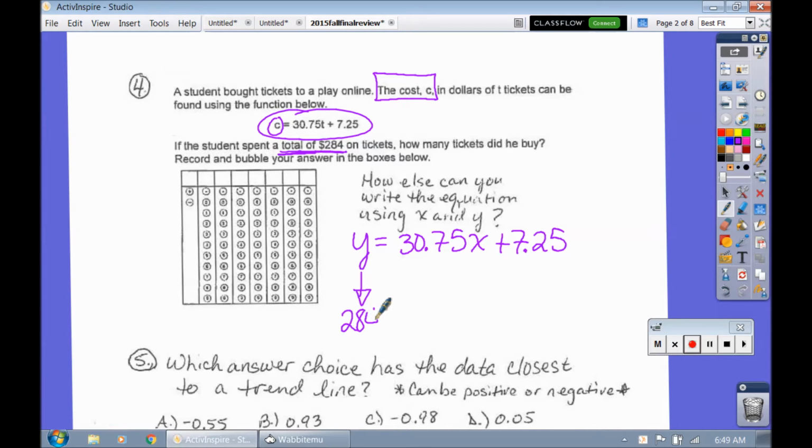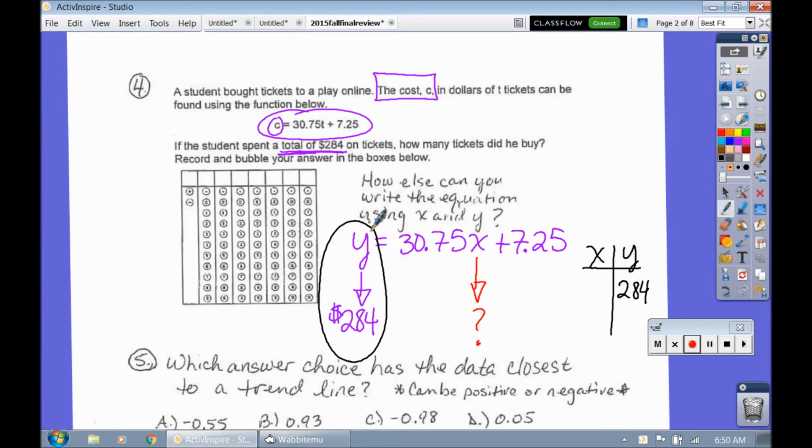In this case, they tell you that 284 is the cost. That's our y value. So the question is asking how many tickets, or what is the x value? So if you made an xy table, when y is 284, the question is asking what value of x do we need in order to make this true?